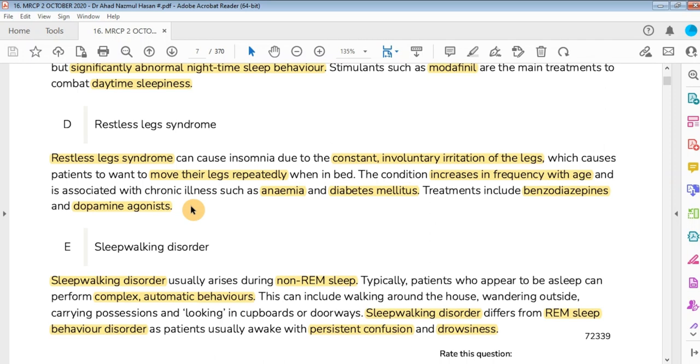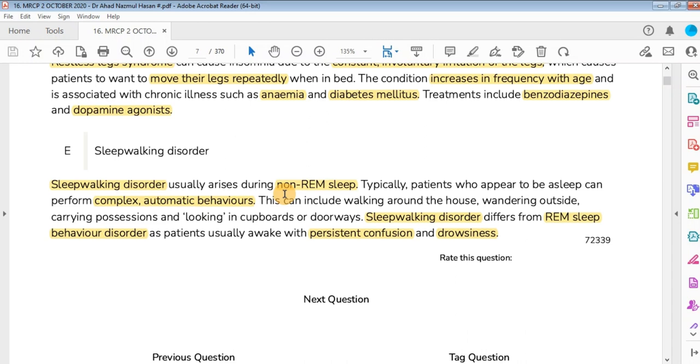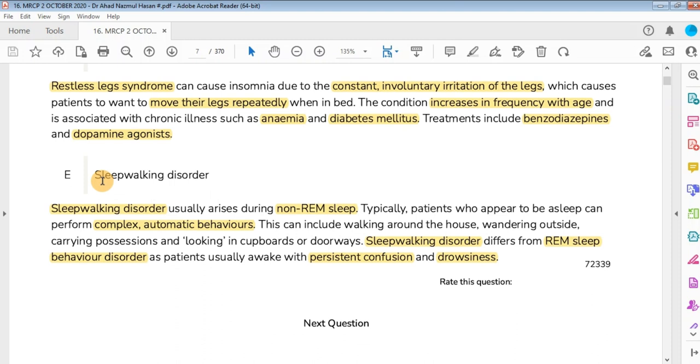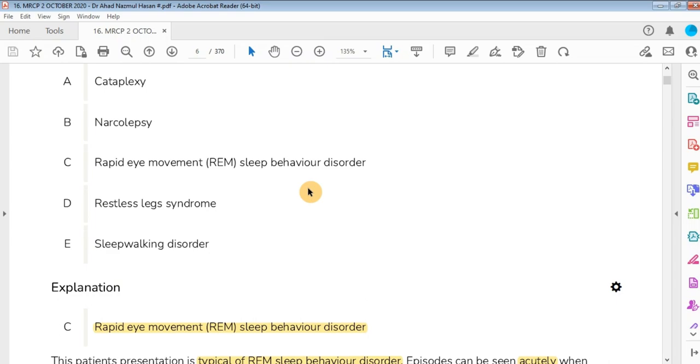And sleepwalking disorder usually arises during non-REM sleep. Typically, patients who appear to be asleep can perform complex automatic behavior. Sleepwalking disorder differs from REM sleep behavior disorder as patients usually are awake with persistent confusion and drowsiness. So the patient will be in a state of either confusion or drowsiness, and this occurs in non-REM stage, and only in rapid eye movement sleep behavior disorder are the features suggestive of this scenario here, which is often associated with alcohol withdrawal or with Parkinson's disease.